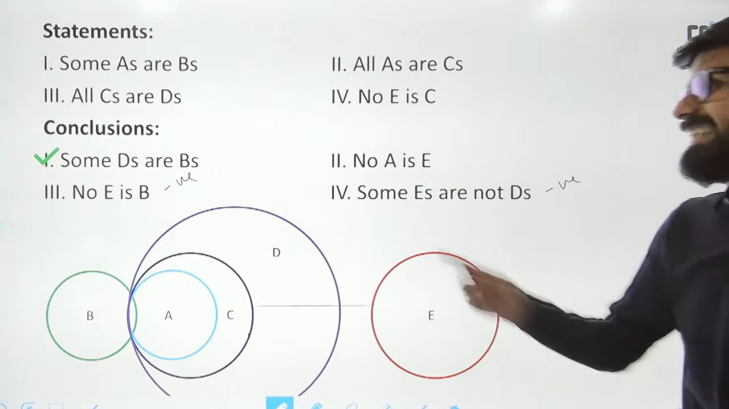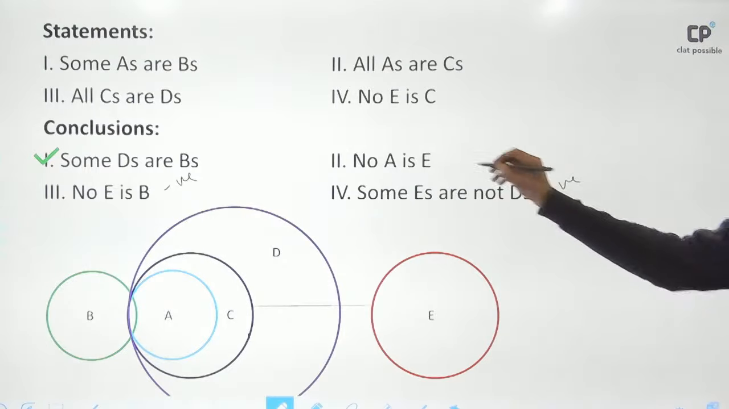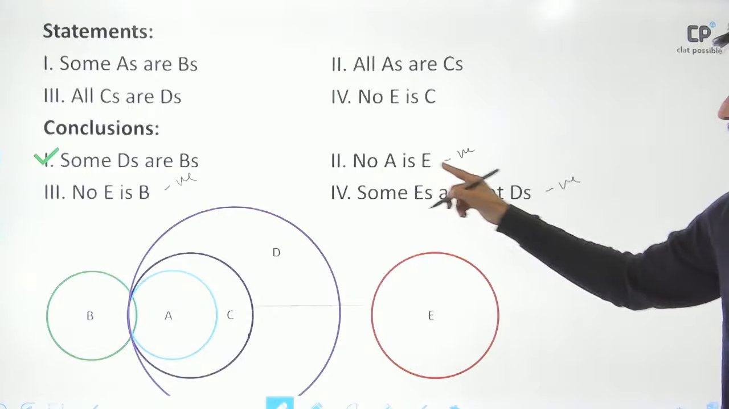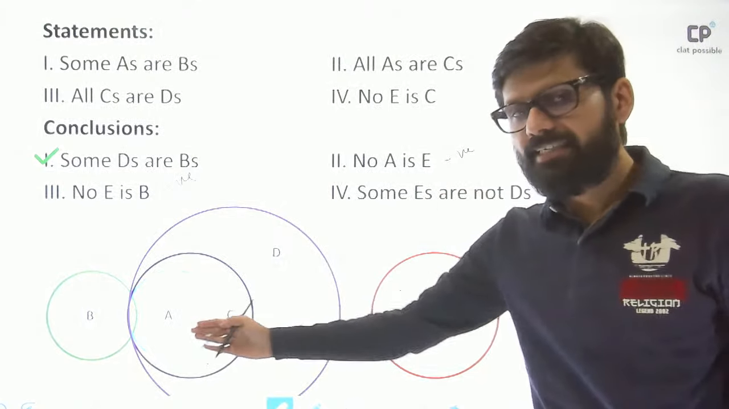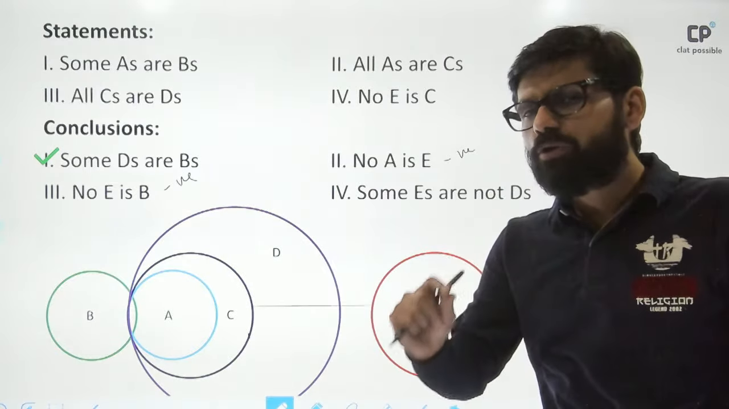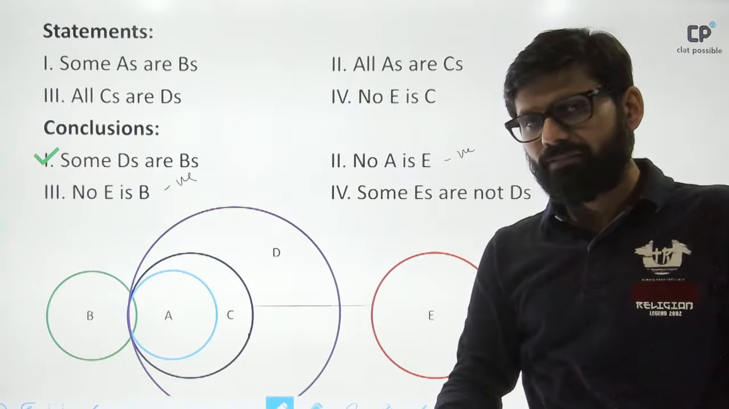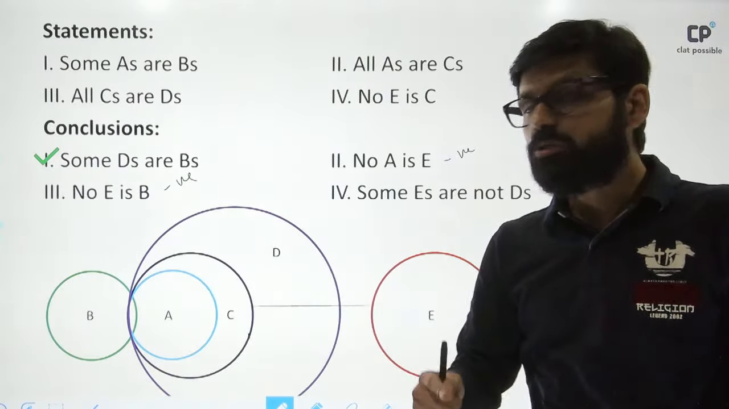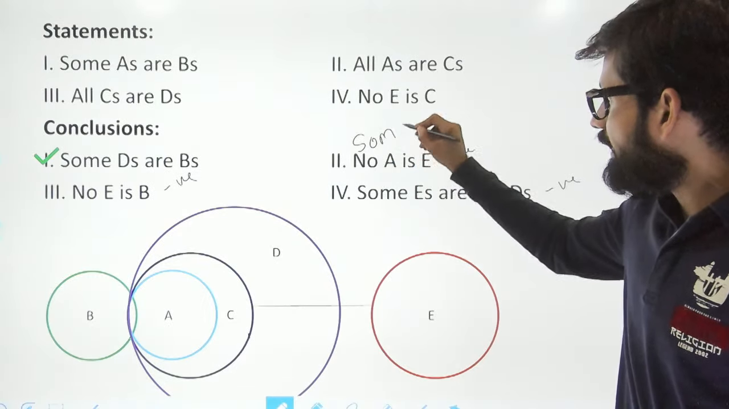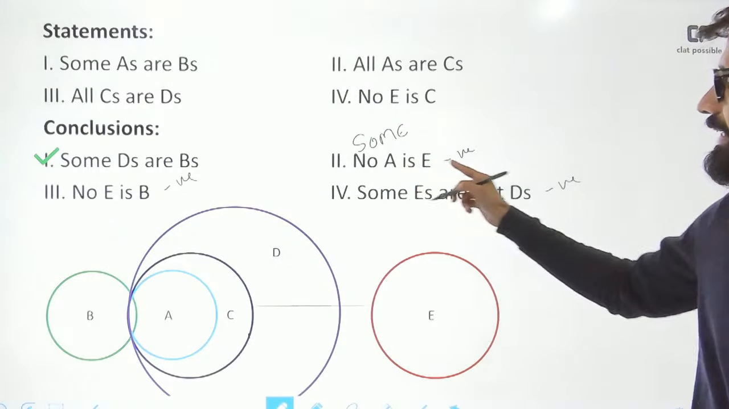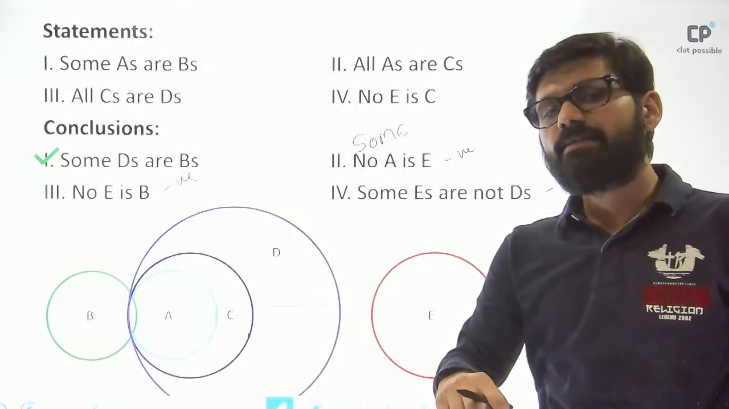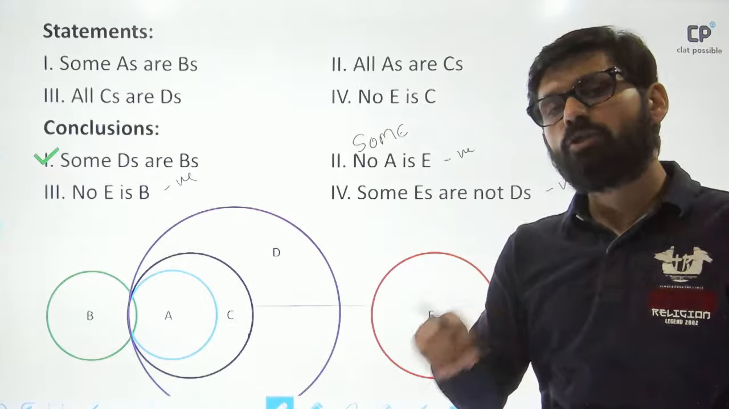No A is E. Oh, we had another negative conclusion. So no A is E. Of course, we can see it happening in this particular diagram, but we'll have to make sure that it follows in all the possible diagrams. And in order to do that, what do we do? We take the opposite of no. We say some A is E, and we are checking whether some ARE is possible or not.